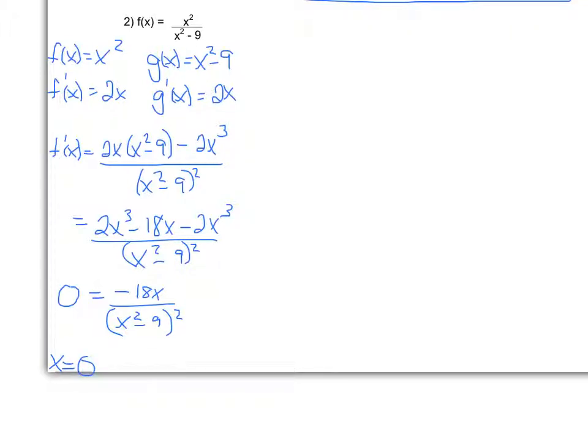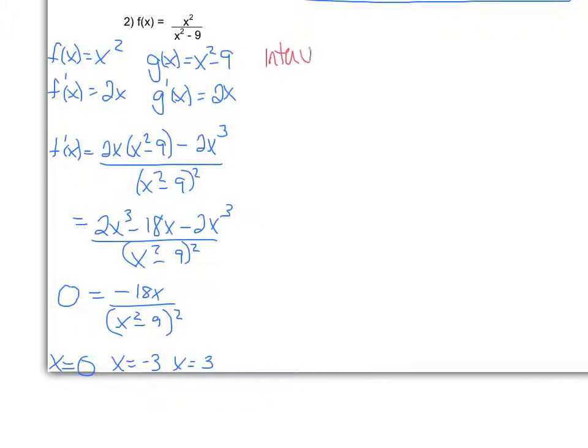I know it doesn't exist whenever my denominator is 0. So if I think about what would make this 0, well, whatever values would give me x squared minus 9 to be 0. Well, I know 3 squared minus 9 is 0. I also know that negative 3 squared minus 9 is 0. So I'm going to go ahead and say that x is negative 3 and x is 3. I'm going to use all three of these to set up my interval.